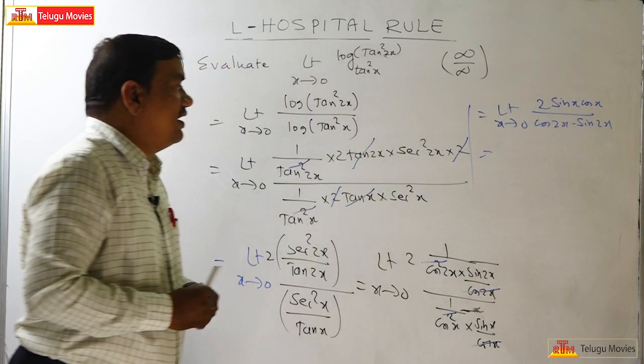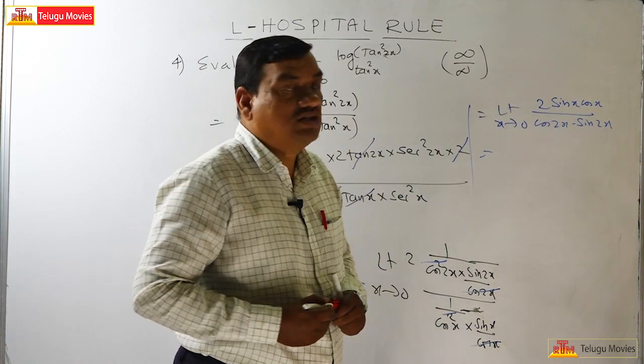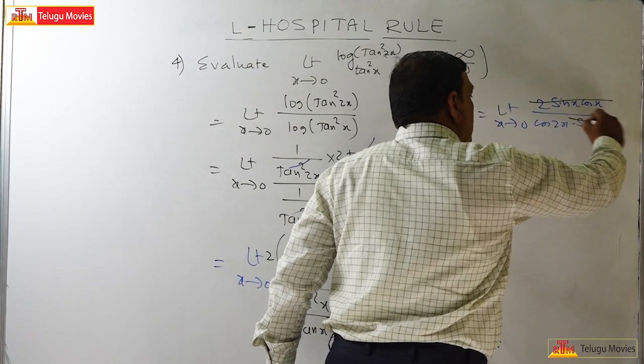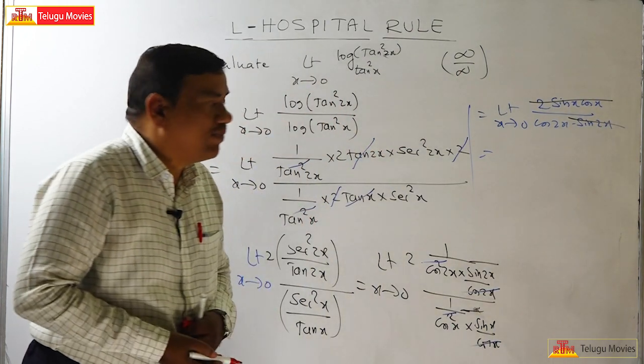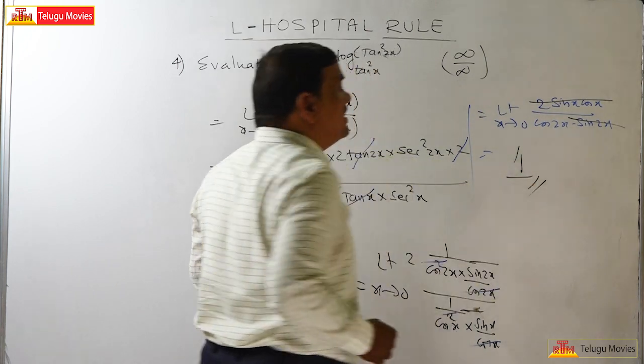Limit as x tends to 0. See the numerator: 2 sin x cos x is equal to sin 2x. This sin 2x will get cancelled. As x approaches 0, 1 by cos 2x approaches 1. So 1 is the final answer.